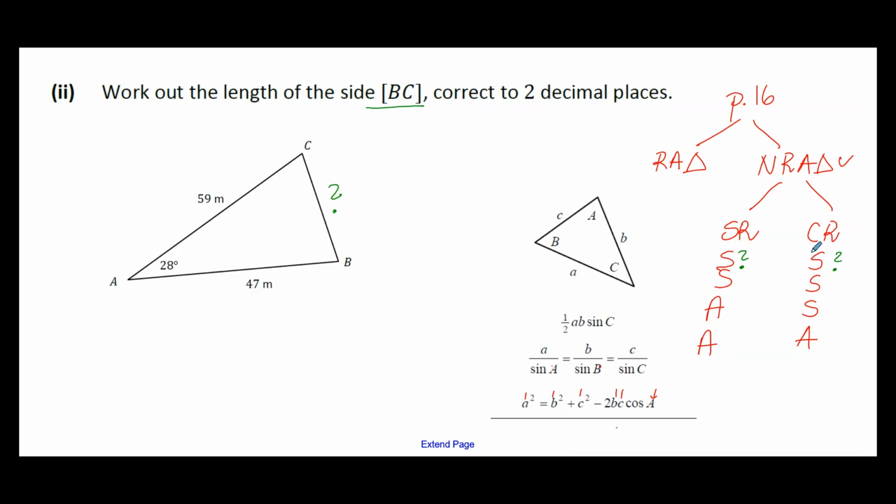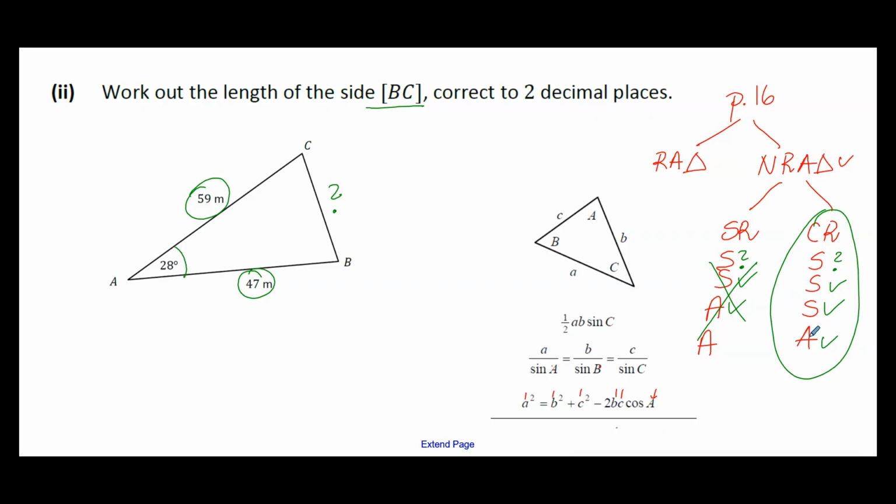What information do I have? I have 59. That is a side. Tick. I have 28. That is an angle, so tick again. And then I have 47. That's again a side, so tick again. Here we can see we don't have enough information to use the sine rule, but we have all the information for the cosine rule. Okay, that's all good.